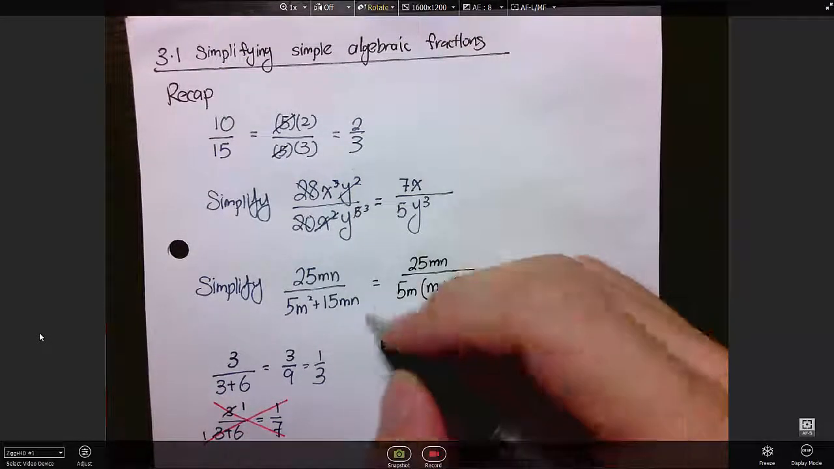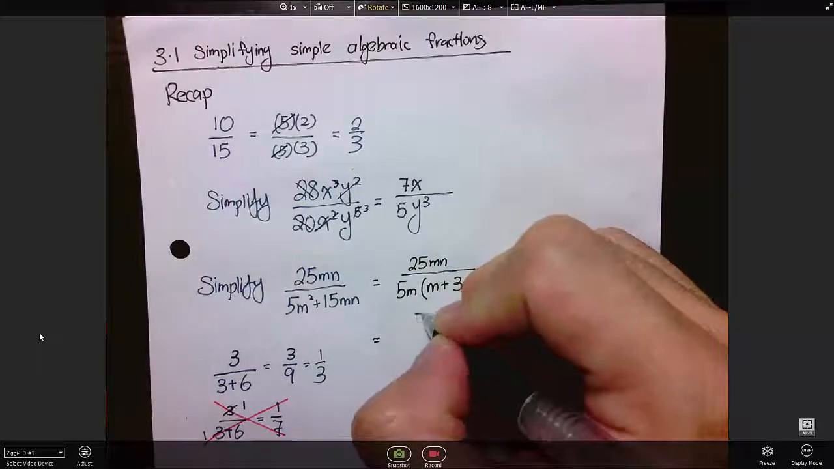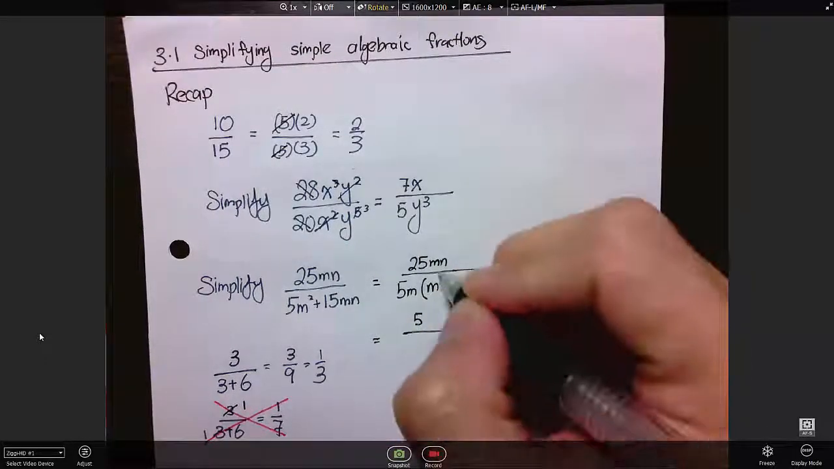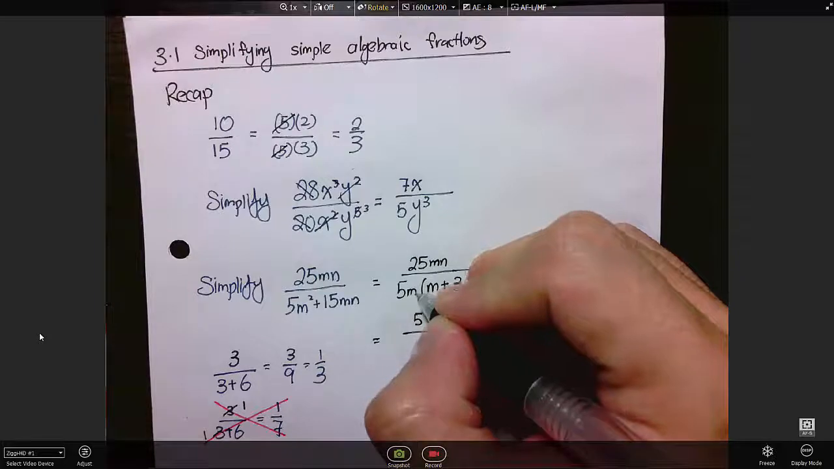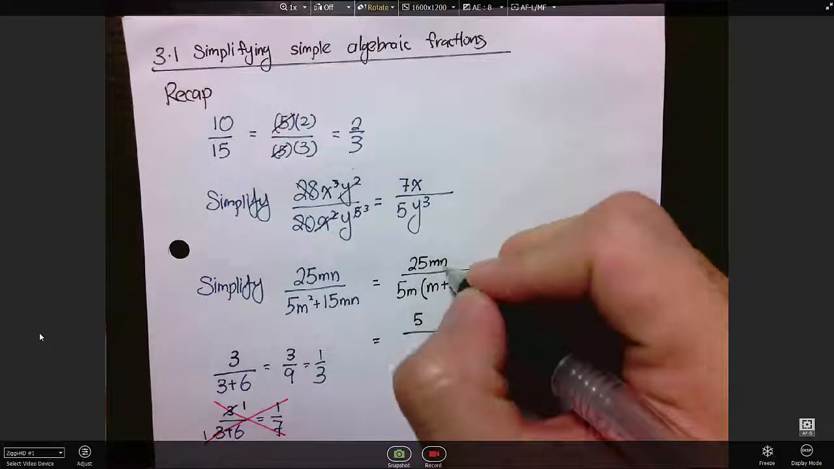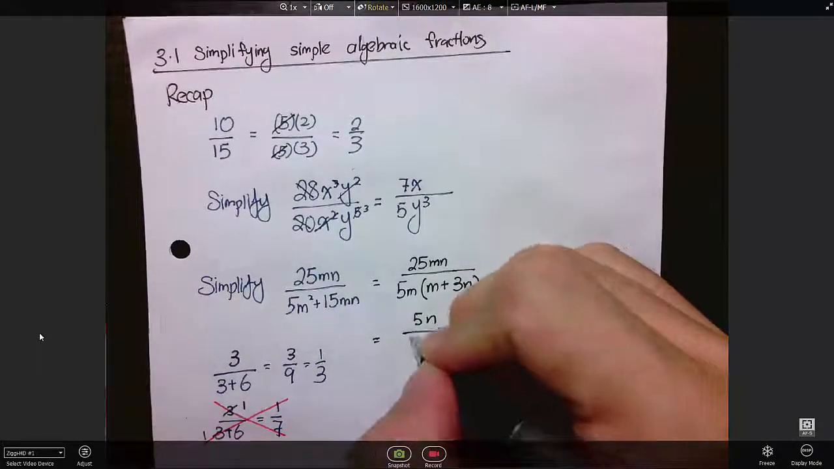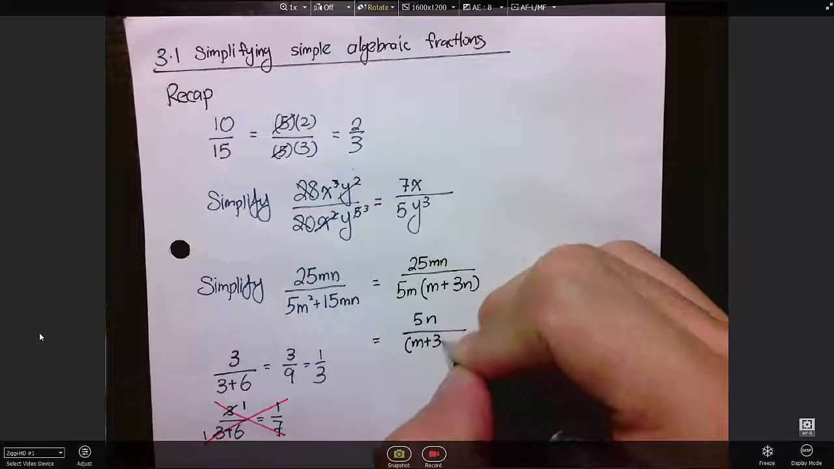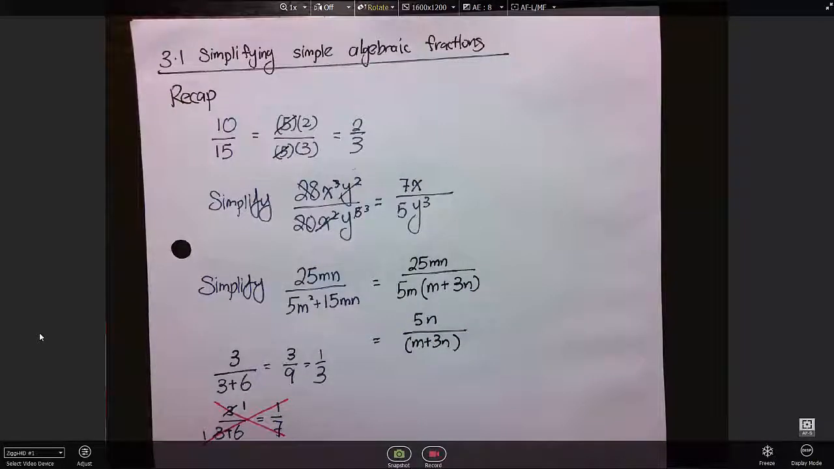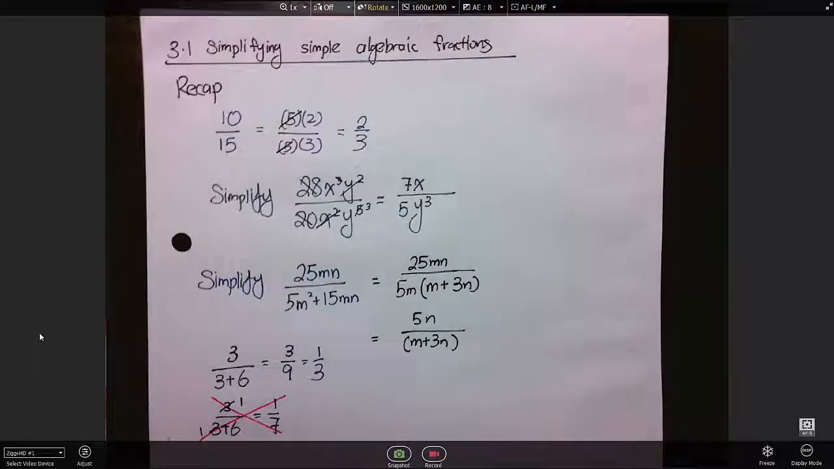Now down here, because it is this multiplied by this, we can actually start to eliminate. Here, 25 and 5, you eliminate, it leaves me with 5. M and M will eliminate to give me 1. I leave the n there, and I'm left with m plus 3n. So I've simplified my next algebraic fraction.